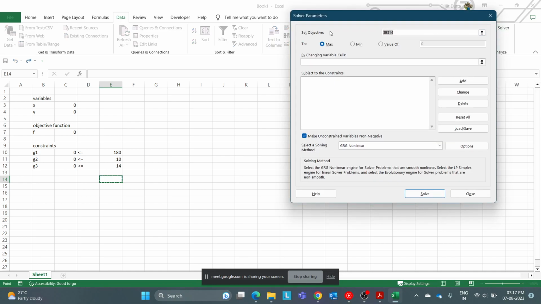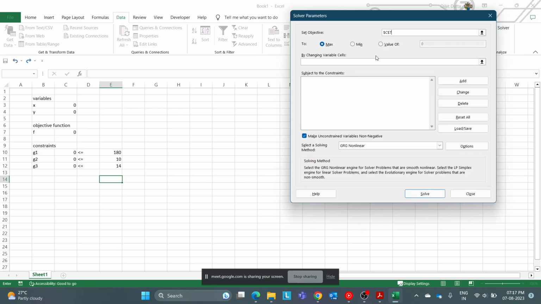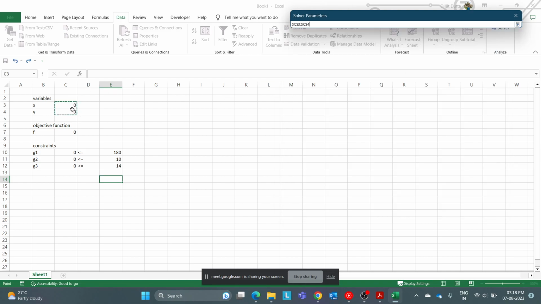Okay, set objective, so it will set the objective function. I have already set the objective function, so I have to select that cell. We'll go here and select this cell. It is a maximization problem. I already told you to maximize the marks, so it is max, by changing the variable cells. What are the variables that we are taking? We are taking x and y, and the values of the variables are these two cells. We will select those two cells.